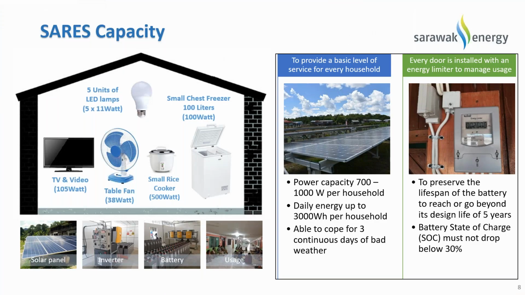Okay, a little bit about the SARES scheme. In terms of the level of service provided, the power capacity given per household is between 700 to 1,000 watts. In terms of energy, the daily energy provided to each household is 3,000 watt hours. The main component here, the battery provided in this SARES scheme, is able to provide energy continuously for 3 days when there is bad weather. In terms of the sustainability of the system, we have decided to install an energy limiter on each household. This system allows us to manage the usage of energy and also to prolong the lifespan of the battery.